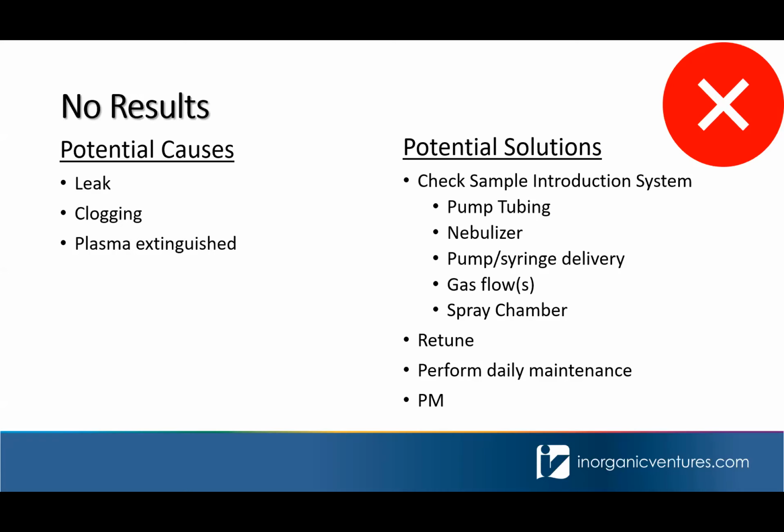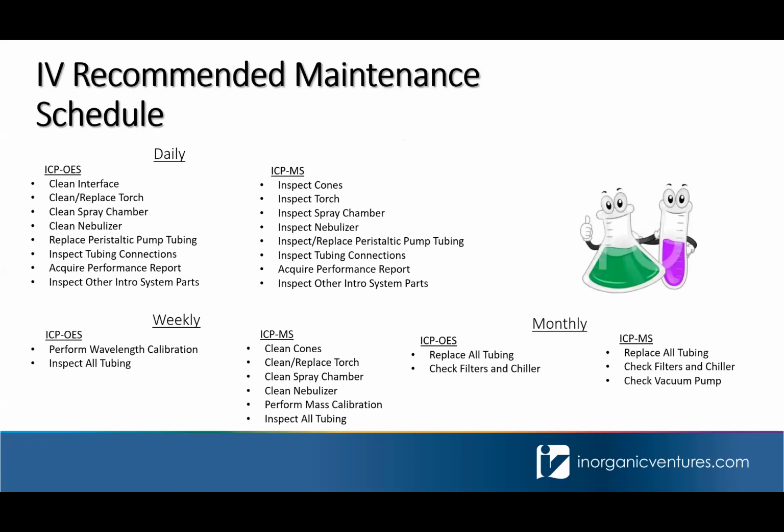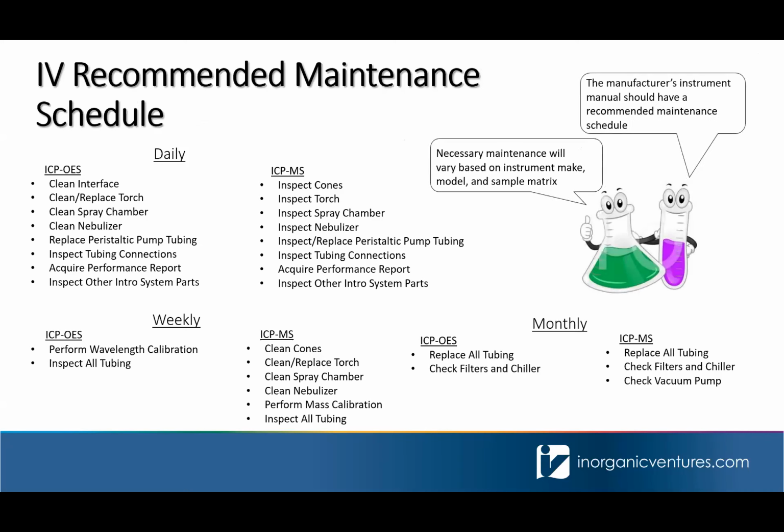You can also perform maintenance, either daily maintenance or preventative maintenance. General maintenance is something that we do at Inorganic Ventures. This is an example of our daily, weekly, monthly type schedule. You can think of maintenance as an insurance policy, which gives you peace of mind because maintenance is going to help reduce the likelihood of problems in the future. It really depends on your sample type and how aggressive you need to be in cleaning on a daily basis, so this is just guidance for what we do.